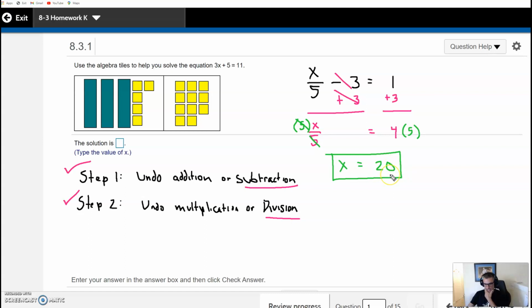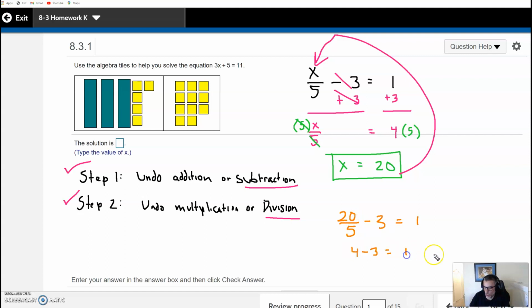Now, what does it mean that the answer is 20? Well, 20 is the only number that you can plug back into our equation and get what we call a true statement. So 20 divided by 5 minus 3 should equal 1. Order of operations says we're going to do the division first. So I get 20 divided by 5 is 4, minus 3 is equal to 1, and that is true. All right, so 20 is the only number that would make this work.